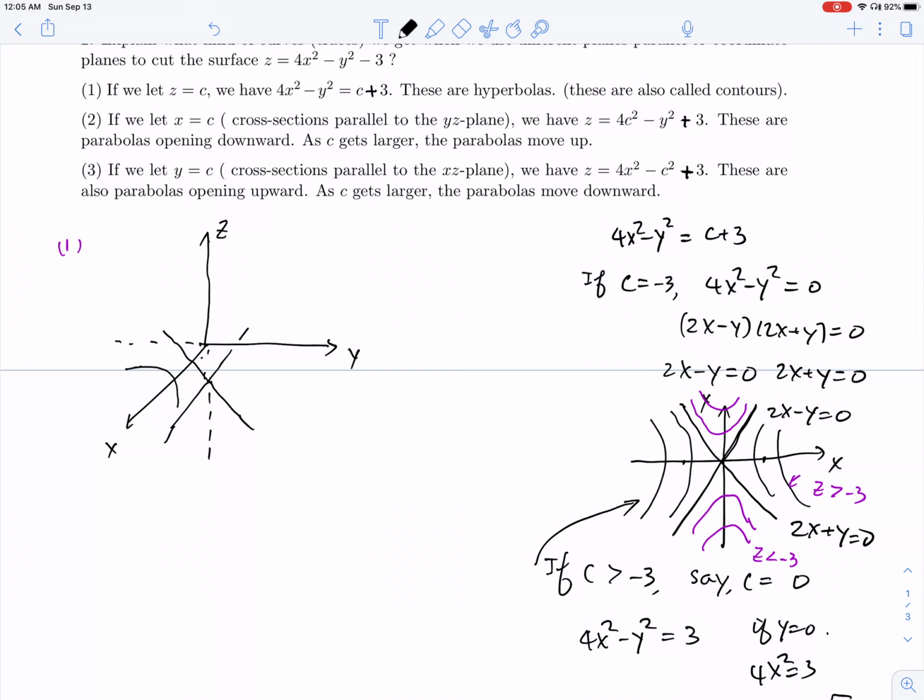This one over here, and this one in the back, and then it's getting bigger over here, and then getting bigger like that. And then let's try the other direction. When z is smaller than -3, we also have hyperbolas, but these hyperbolas are going to cut the y-axis, so something like this.